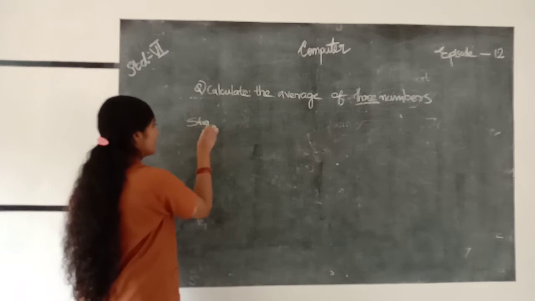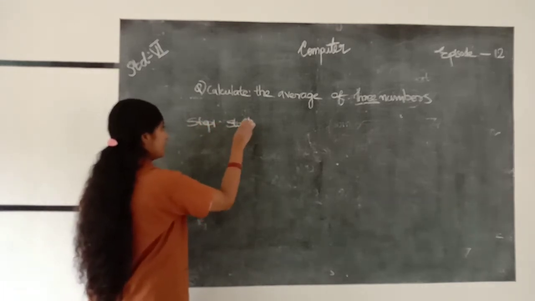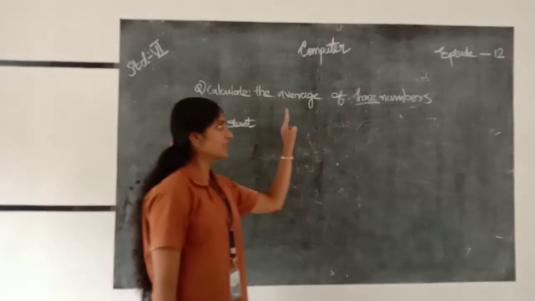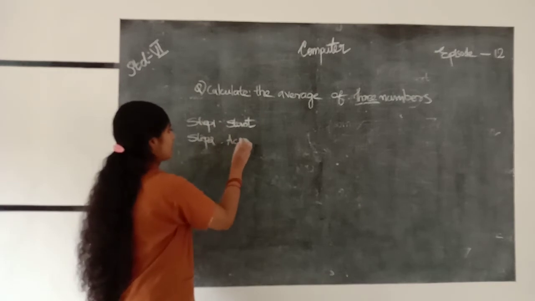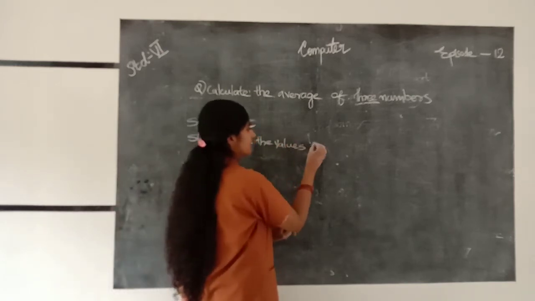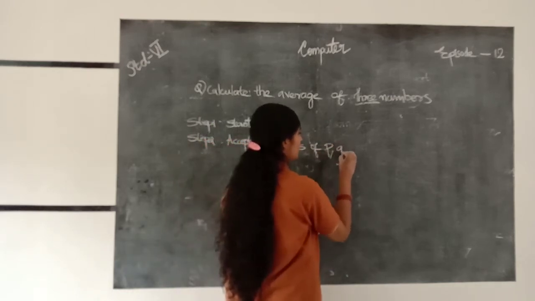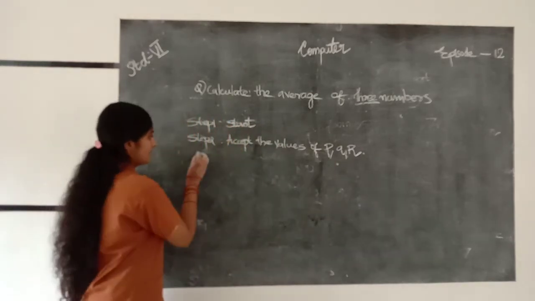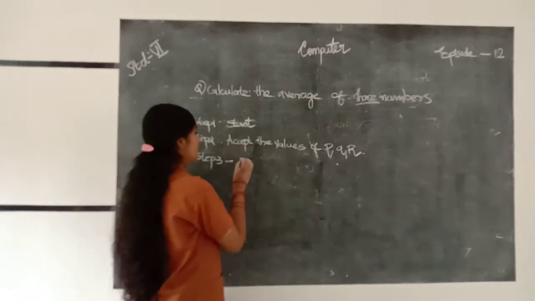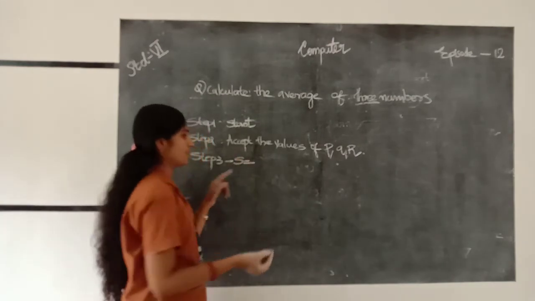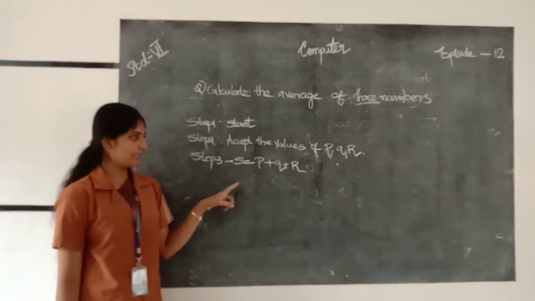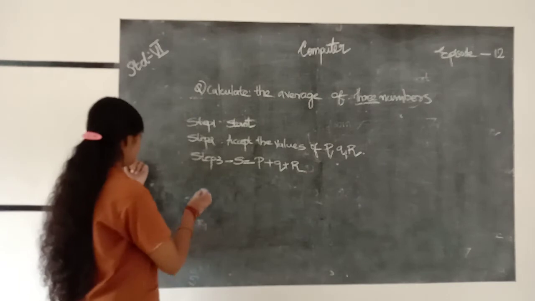Step 1, start. Step 2, accept the values. How many values? 3 values. We know we have to find the average of 3 numbers. So accept the values of, let's take P, Q and R. Then step 3, after reading 3 values, finding the sum. So let's take S is equal to, S means sum, P plus Q plus R. So that is the sum of 3 numbers P, Q and R. Then step 4.